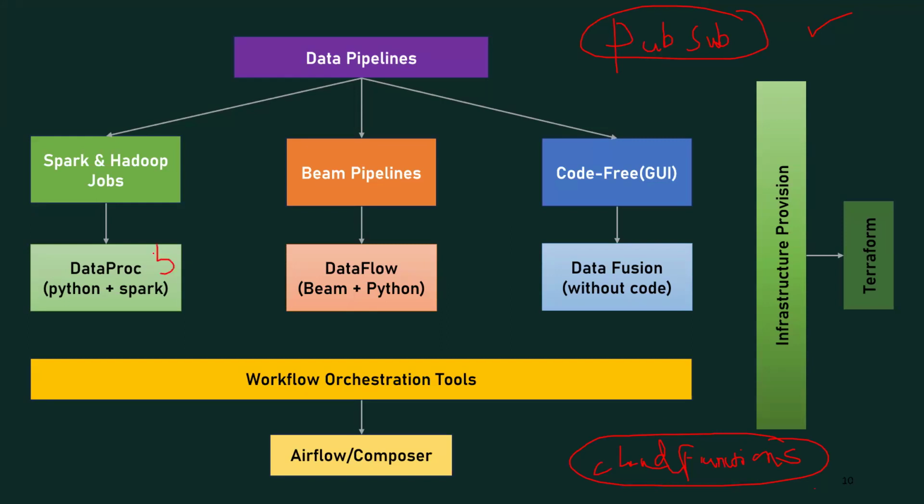So all these tools are covered. This is 5, 6, 7, 8, 9, 10, 11. Total 11 data engineering tools are going to be covered in our sessions. Total 11 data engineering services, including the projects and including the end-to-end pipelines.